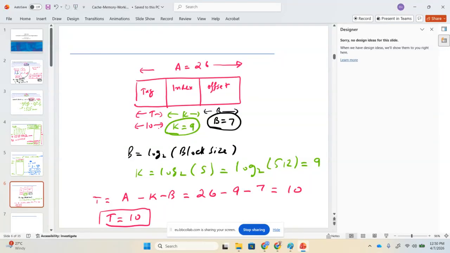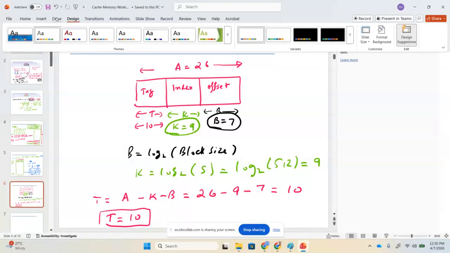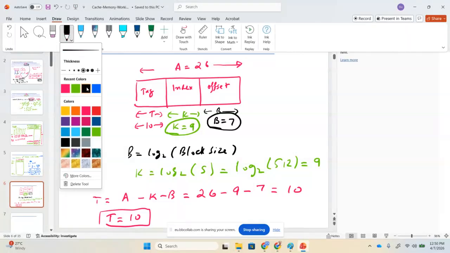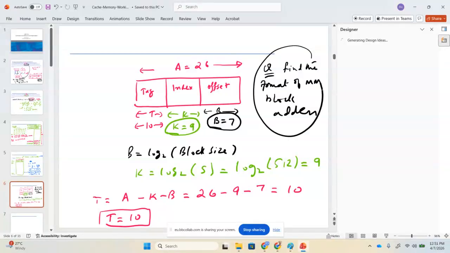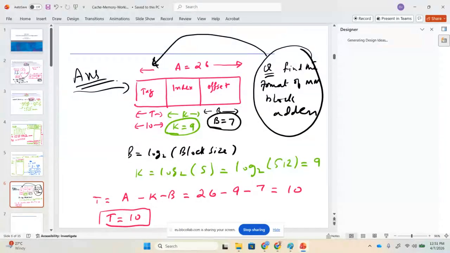So this may be a question in the exam. I may give you this problem: find the format of the main memory block address. So this is the question, and this is the answer to this question. Any question? Is it clear or not clear?